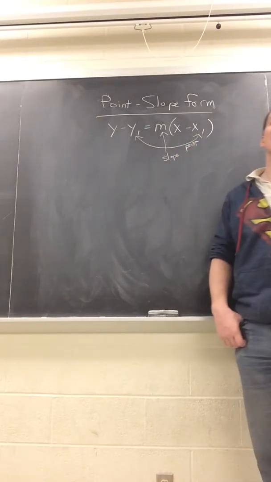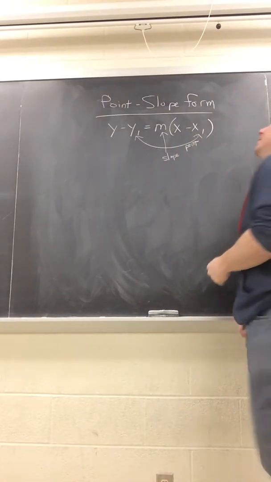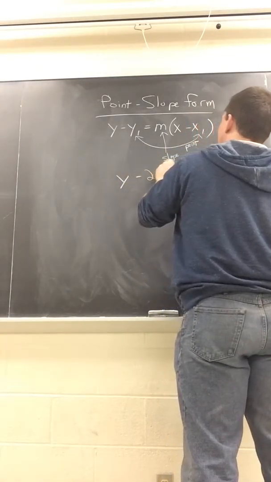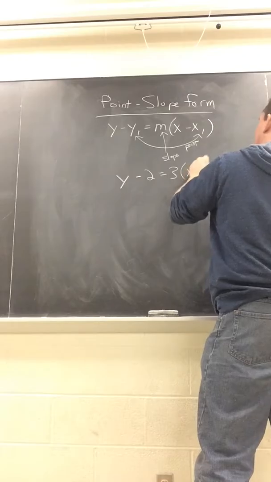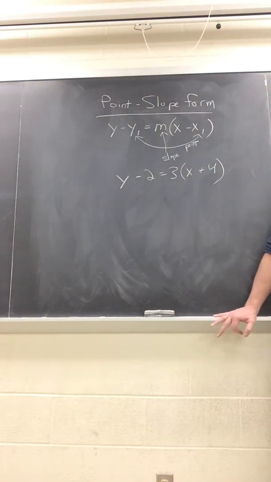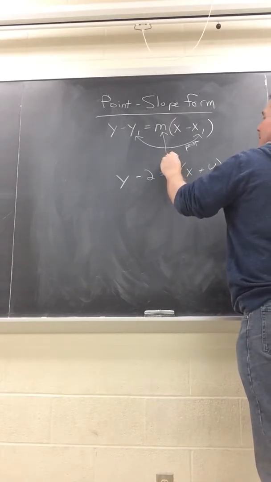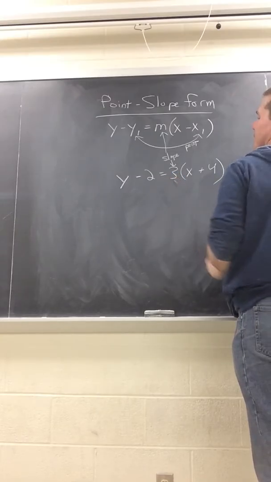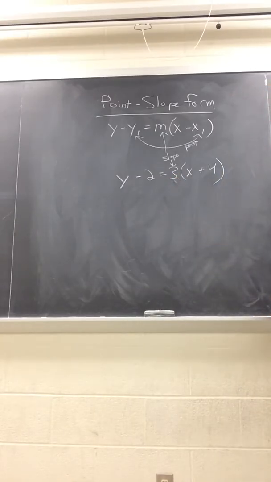And then you just plug them in. So for the sake of argument, if I had y minus 2 equals 3x plus 4, that's the equation of a line. What's the slope of that line? Well, it's the coefficient out in front, so 3. What's a point on that line?